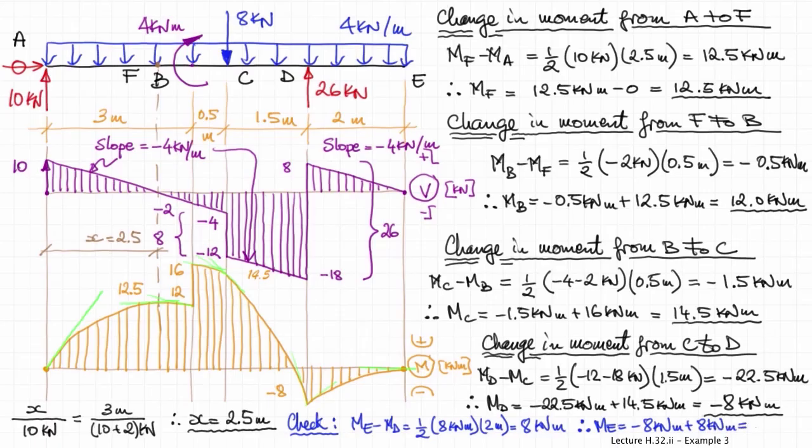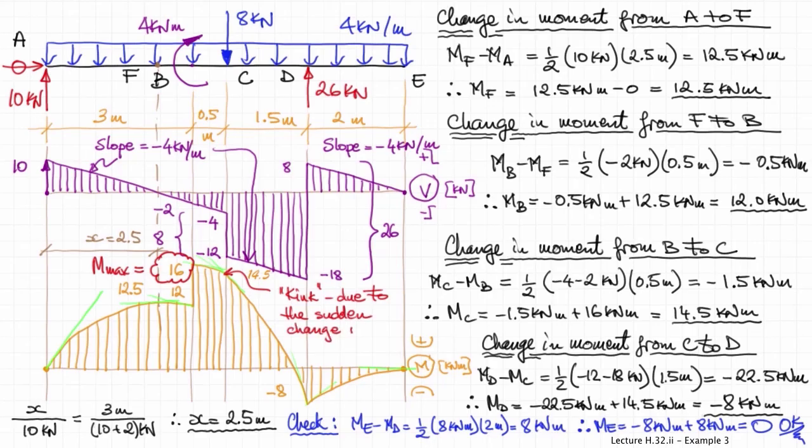So if we calculate the change in moment from D to E and calculate the moment at E, this must result as being equal to 0, and this is what we got. So hence our values are correct. The maximum bending moment for this question was, of course, at point B, to the right of point B, and that magnitude is 16 kilonewton meters.